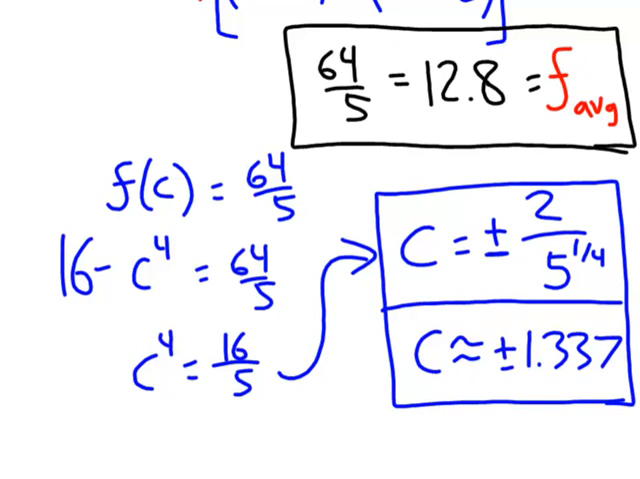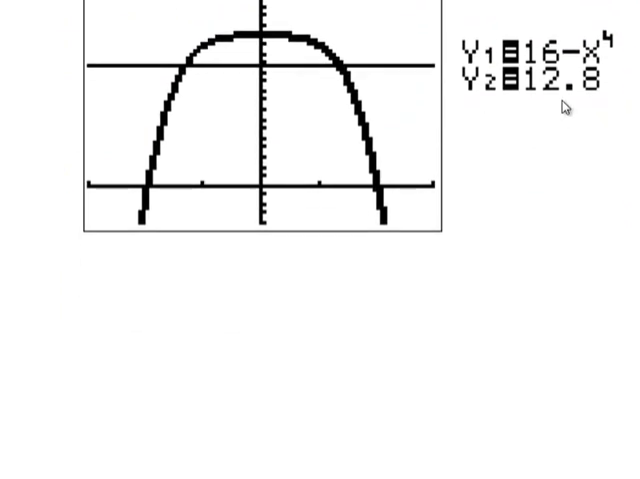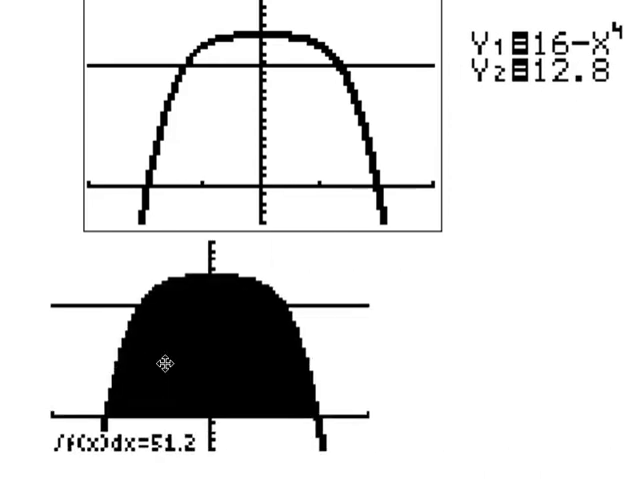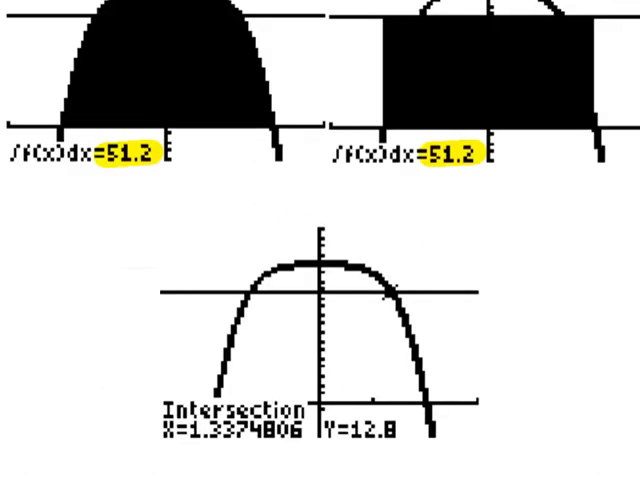If I want to get some graphical affirmation here, I graph the original function and that 12.8 average value that we calculated. I take the area under the ice, in other words, the original function, and I see that the area is 51.2. I take the area under the water, and I see that the area is 51.2. So that checks out.